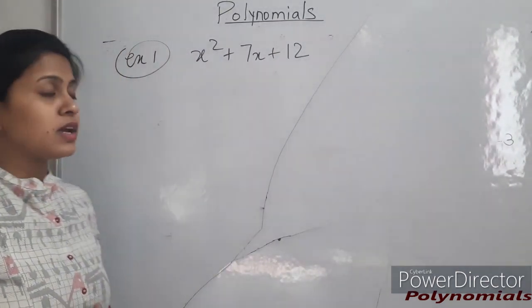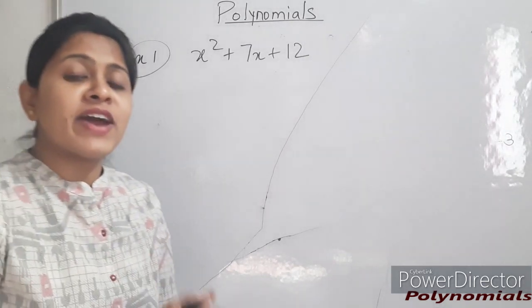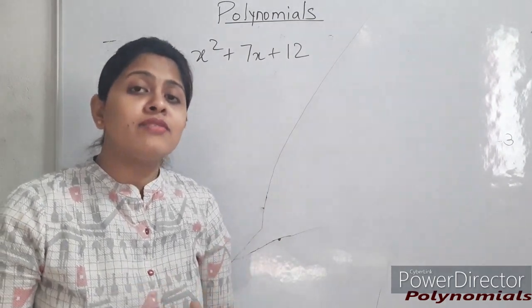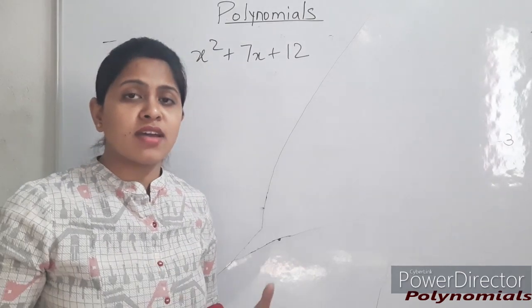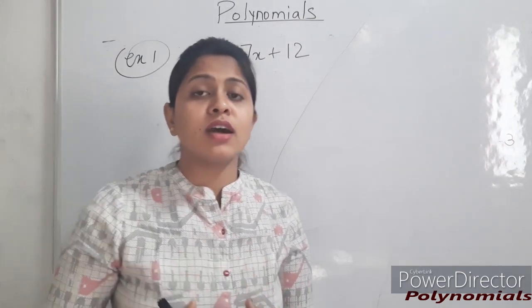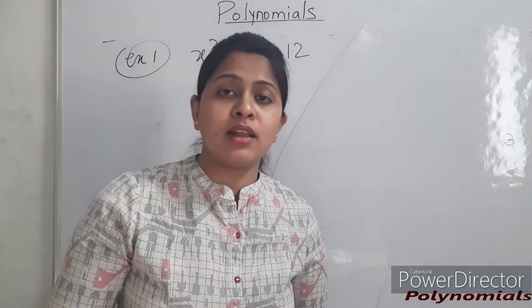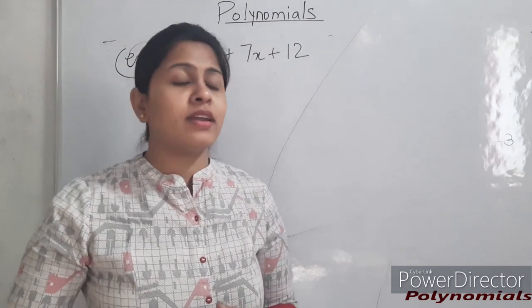So let's proceed. First of all we have to find the zeros. To find the zeros, we will first factorize it. In the factorization chapter we have studied how to factorize. If you are not aware how to factorize, kindly visit Vedika's Tutorial. In the factorization session I have explained it very well.